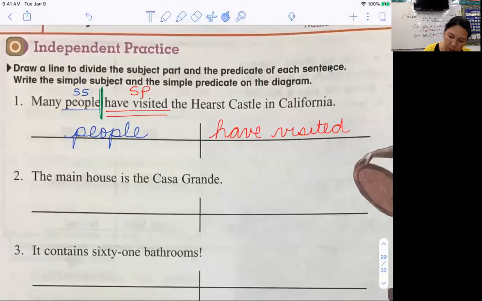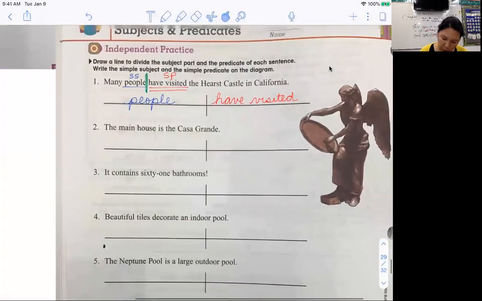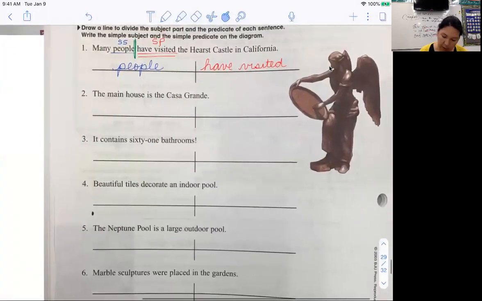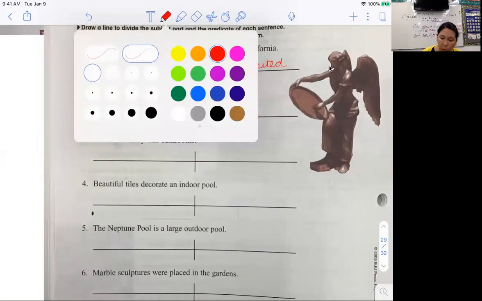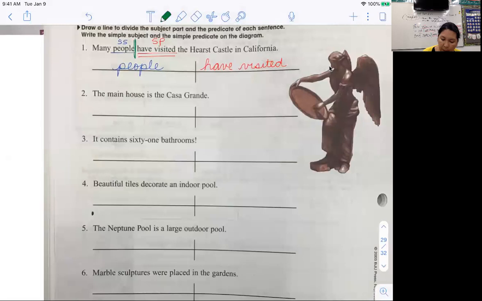Okay, your job now is to try 2 through 6. Okay, so go ahead and pause the video. Look for is, are, was, were, have, has, had, am, will before, because that's where you're going to draw your line. Okay, I'm going to help you on that one. Okay, all right, so go ahead and try to find the red and the blue part, the simple subject and the simple predicate. And try to do all 6 of those. Pause the video now.